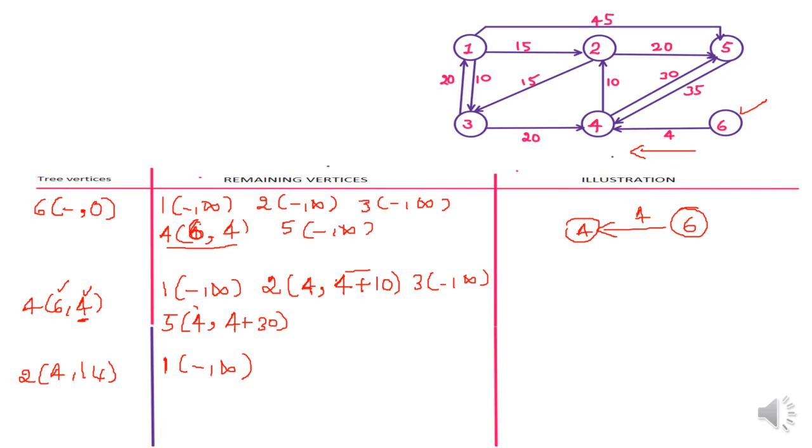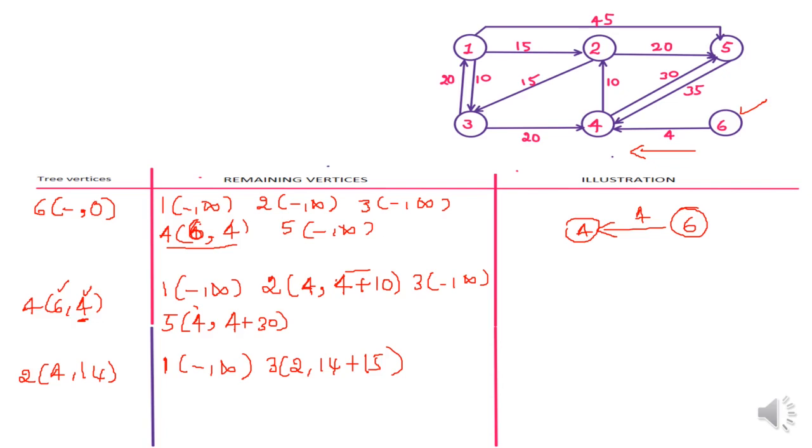Now 3, whether 3 is making an edge with 2? Yes. So that means we can update this. At least this time it is making an edge with one of the tree vertices, that is 2. So till 2 what's the distance? That is 14. Plus 2 to 3, what's the distance? That is 15.